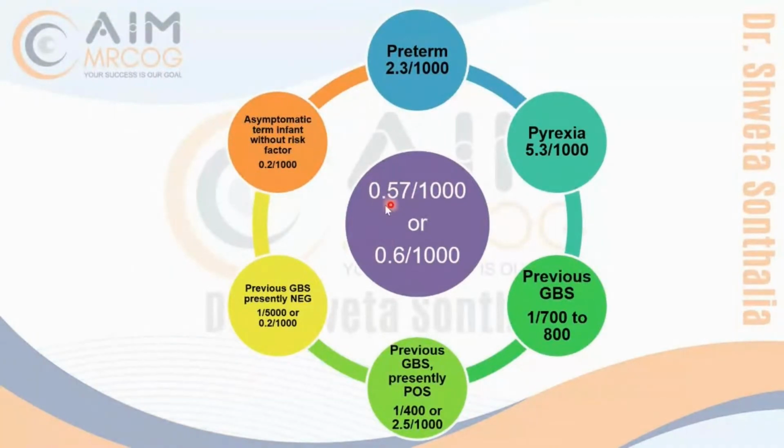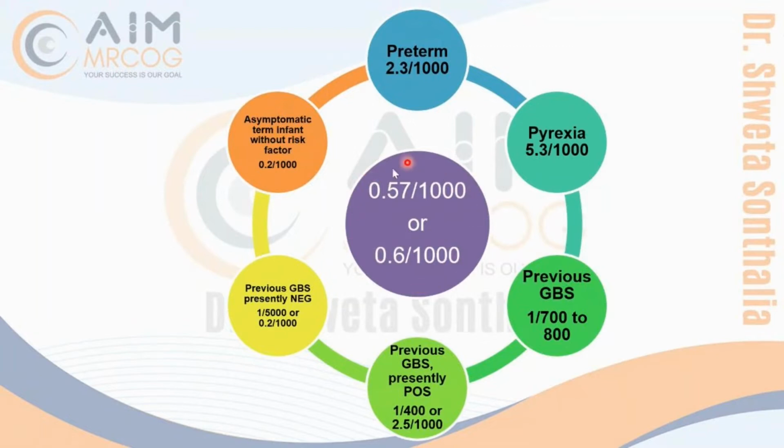You will never choose 0.5, so be careful about that. It is 0.57 per thousand. If they don't give you so much decimal, you will choose 0.6 per thousand. Very specific, and be very clear about that. So this is the general incidence.